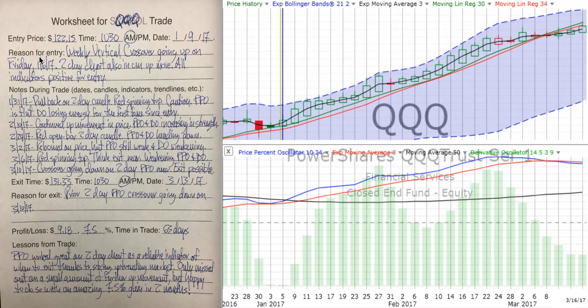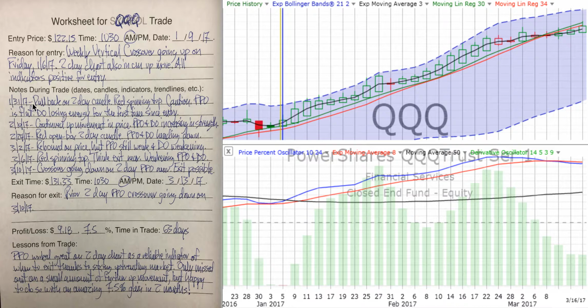And we also noted, for us to be able to study later, for us to be able to congeal in our minds, and I'm telling you, it's so very important, we put down the reason. Weekly vertical crossover going up on Friday, 1617. We've already talked about that. Two-day chart also in an up move. All indicators positive for entry, okay? That was our reason for jumping in. Then we kept notes throughout the course of the trade. And then, of course, we noted the exit. We noted our profit and loss and the lesson we learned, which is probably the biggest thing. We'll get to that last.